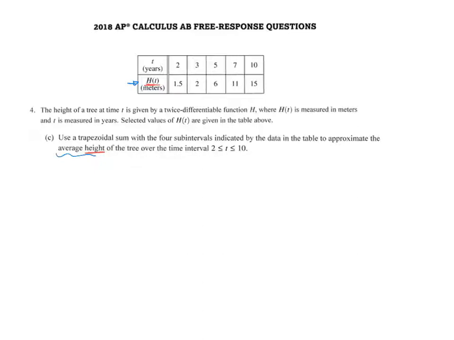All right, so average value, recall, is 1 over b minus a times the integral from a to b of f of x dx, whatever that function is. In this case, it's the height. So this would be the average value of f of x, and we're looking for the average height, so we're going to do very similar.